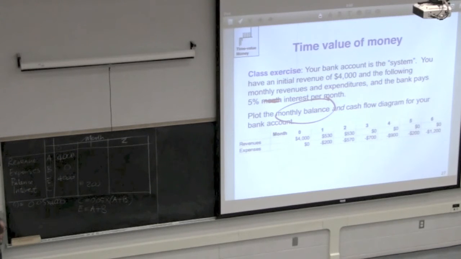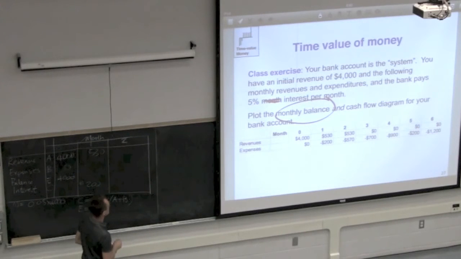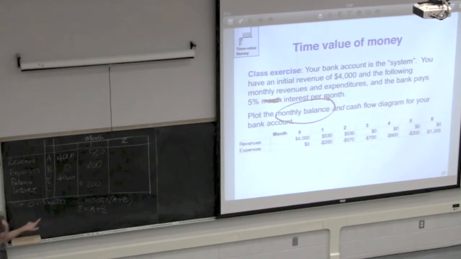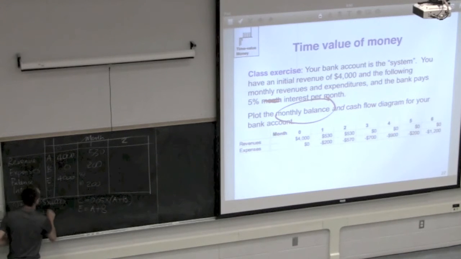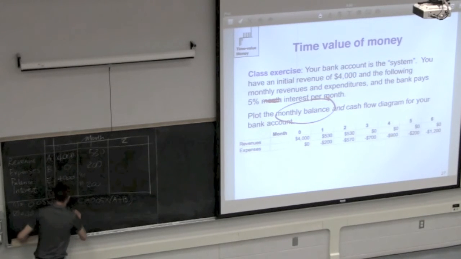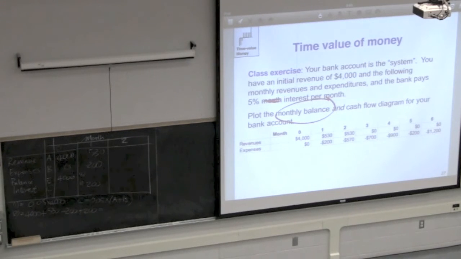Now the next month around, I have income or a revenue of $530. I have an outgoing expense of $200, so minus $200. I also earned this $200 of interest, so my balance at the end of the first month is something different. Well, my balance there is the $4,000 I had before from the prior month, plus the new revenue of $530, minus the $200 expense, plus the interest earned of $200. So my new balance then at the end of the first month is $4,530.